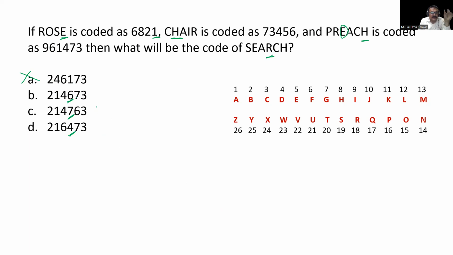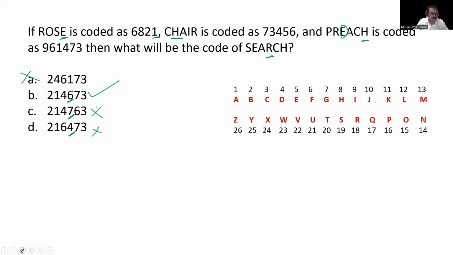So what we required, that is equal to 6 or not. So strike off these two options. What is the answer? Option B is the correct answer. Clearly mentioned, rows is 6, 8, 2, 1. Chair is 7, 3, 4, 5, 6. Preach is 9, 6, 1, 4, 70. We require the search. First letter and last letter, that is common.